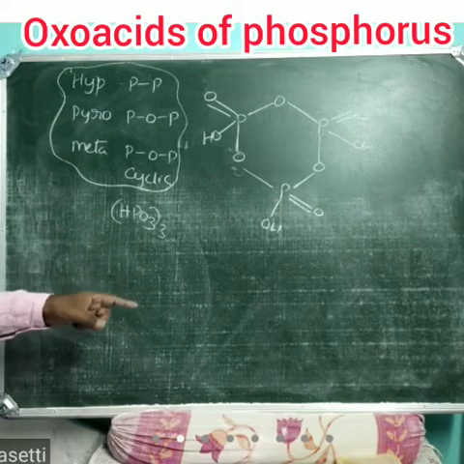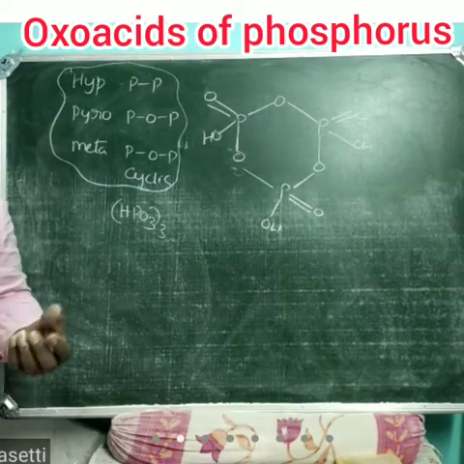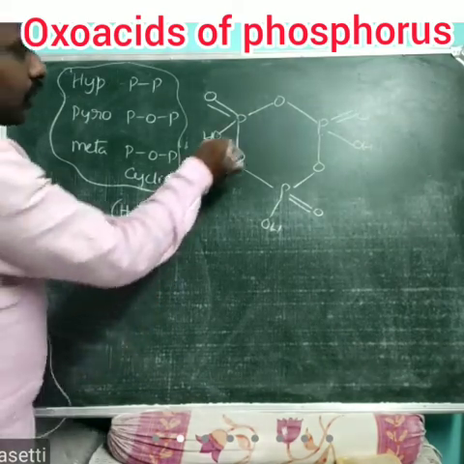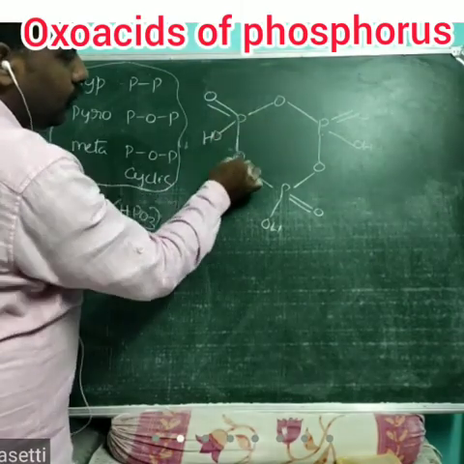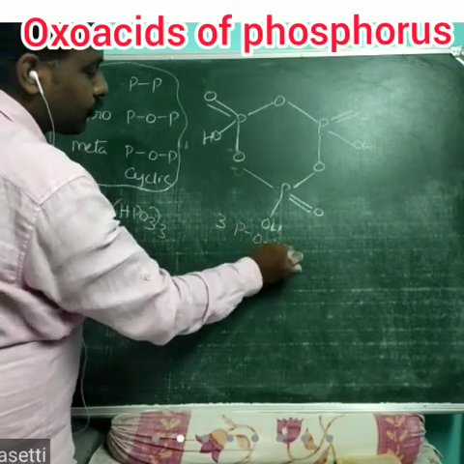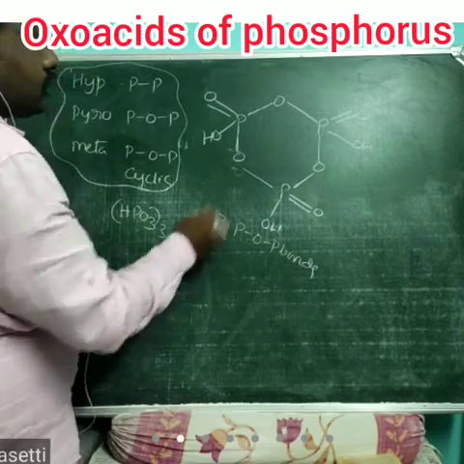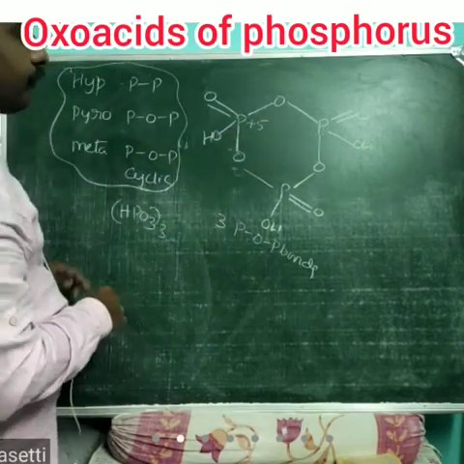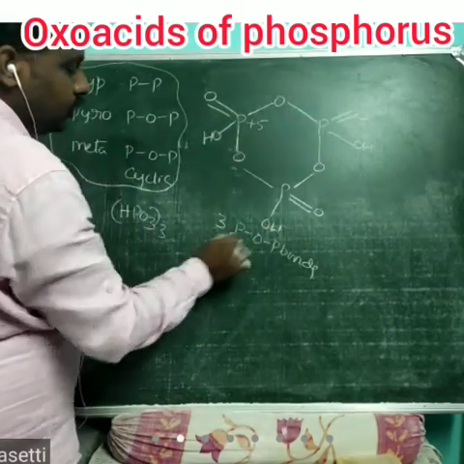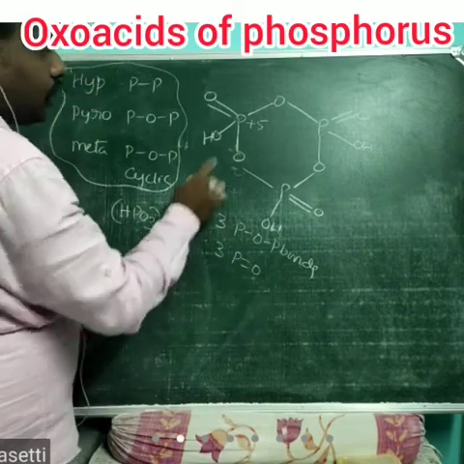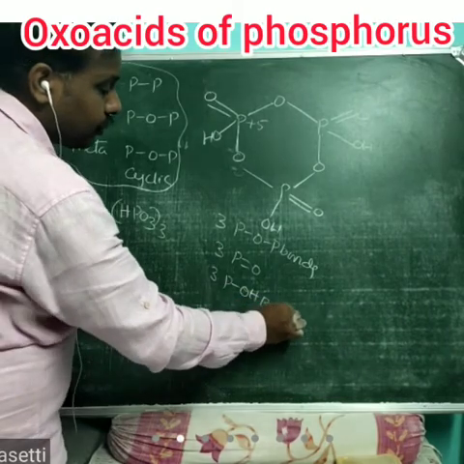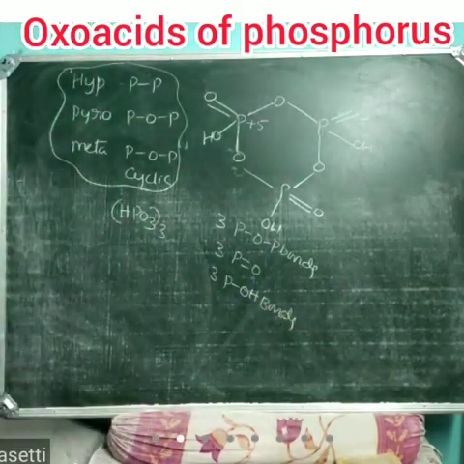Metaphosphoric acid exists in the form of a trimer. Trimer means 3 molecules are joined together and they form a cyclic ring. And here it contains how many POP bonds? 1, 2, 3. It contains 3 POP bonds. In this case also the oxidation state is +5. It contains 3 P double bond O and 3 POH bonds. So that is about metaphosphoric acid.